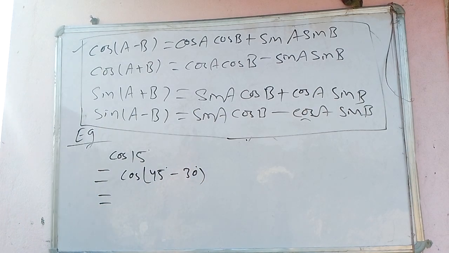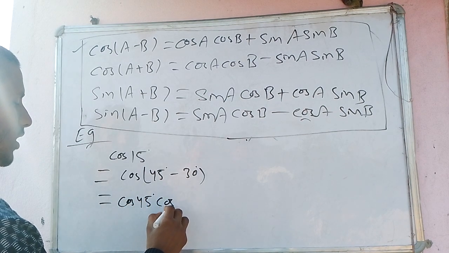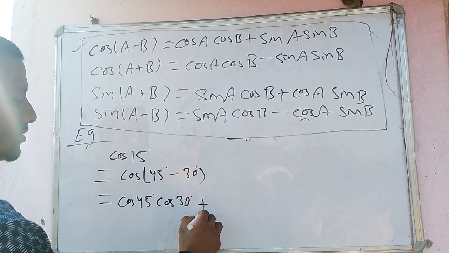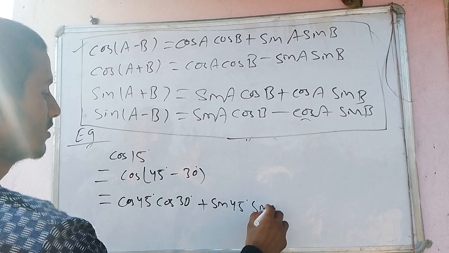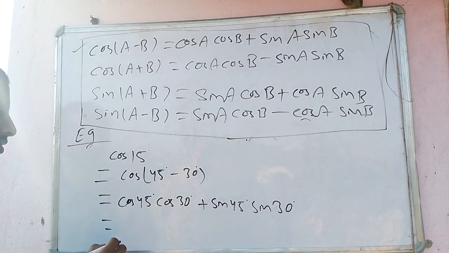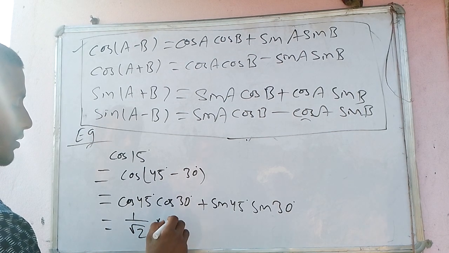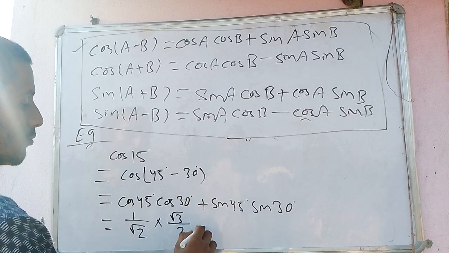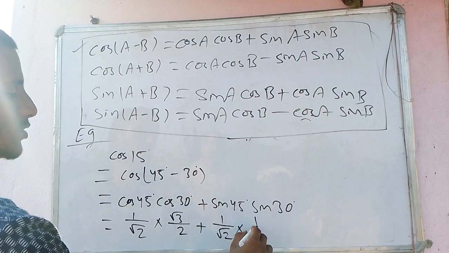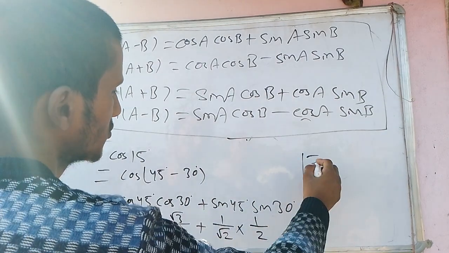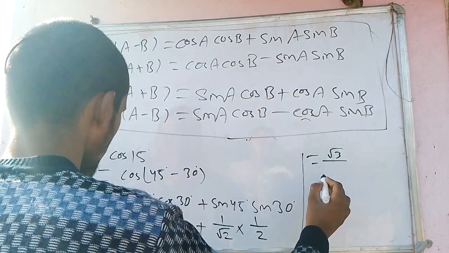You can use this one. So it's going to be cosine 45 degrees times cosine 30 degrees plus sine 45 degrees times sine 30 degrees. Now cosine 45 will be 1 over root 2. Cosine 30 is going to be root 3 over 2, plus sine 45 is going to be 1 over root 2 times sine 30, which is going to be half. Okay, solve it and you're going to have the value. So it is going to be root 3 divided by 2 root 2.